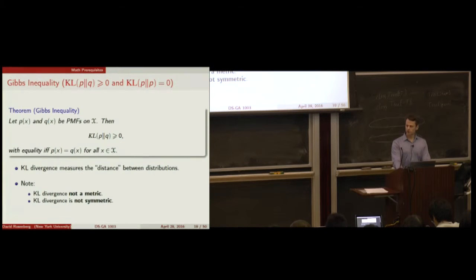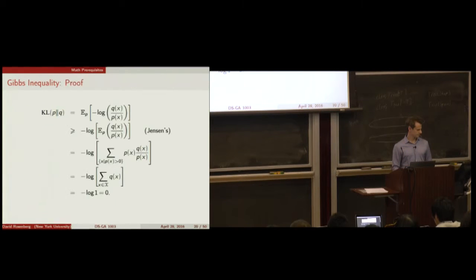So don't think that it's actually a distance metric. It's not. It's in fact not even symmetric. So the KL divergence between P and Q is not in general the same as the divergence from Q to P. All right. So the proof, I think we'll not go over it now, but it's worth walking through. There's only one inequality, which comes from Jensen's inequality.